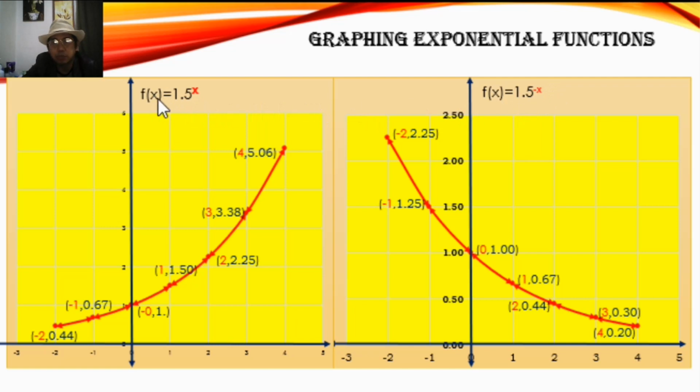So that is the comparison of the exponential function we had a while back and the one that we just computed. f of x is equal to 1.5 raised to positive x. The other one is f of x is equal to 1.5 raised to negative x. Their graphs are opposites. The first is the graph of the growth model. The other one is the graph of the decay model.